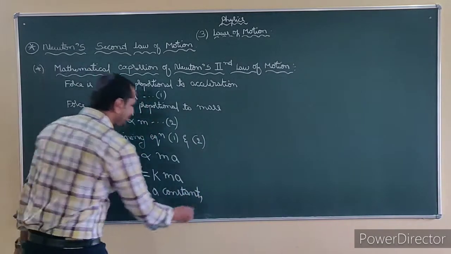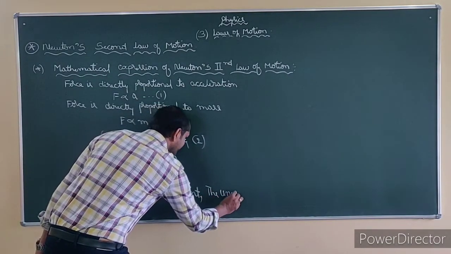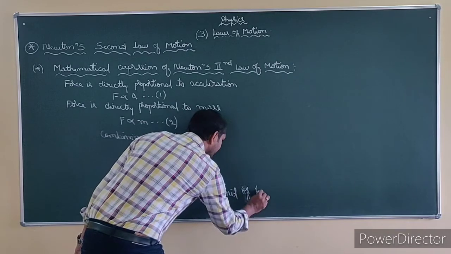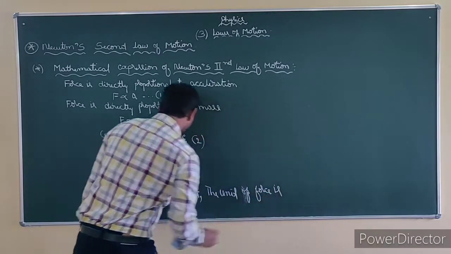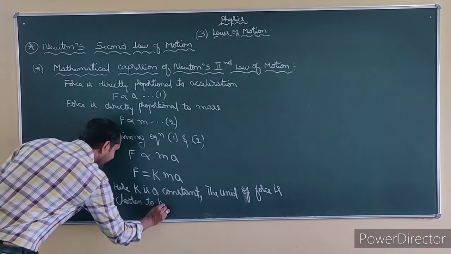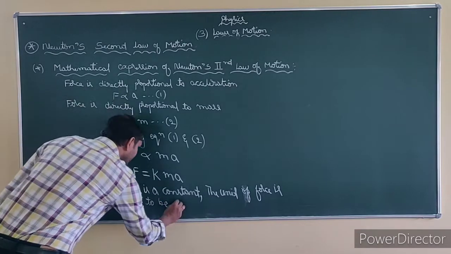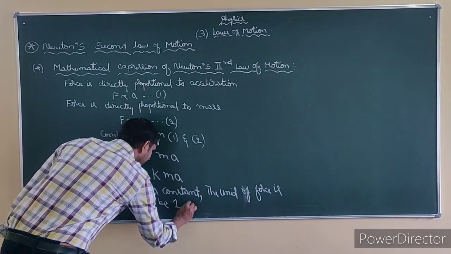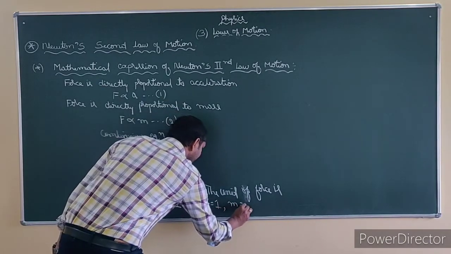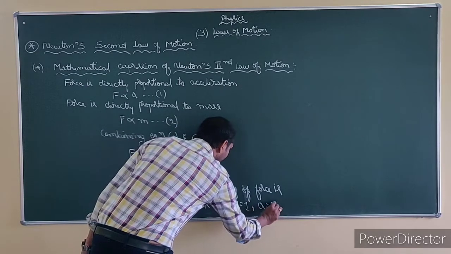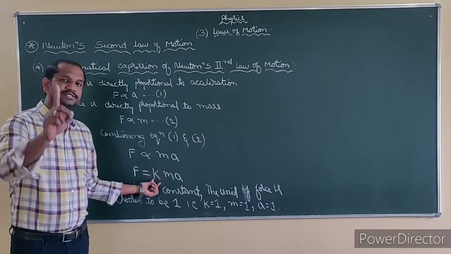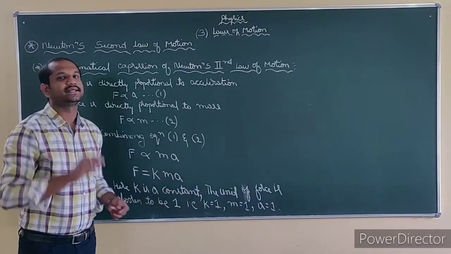Understand? And the unit of force is chosen to be 1. So k is also 1, m is also 1, and a is also 1. We will choose the unit of force to be 1. So we can take k is also 1, m is also 1, and a is also 1.